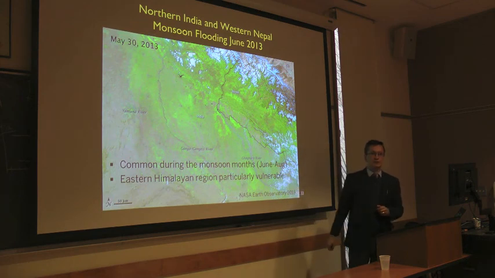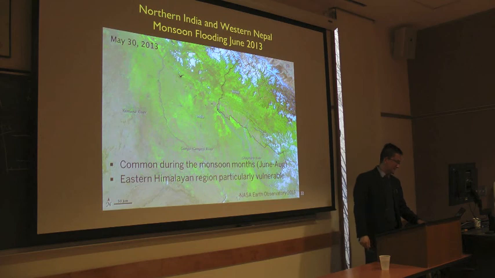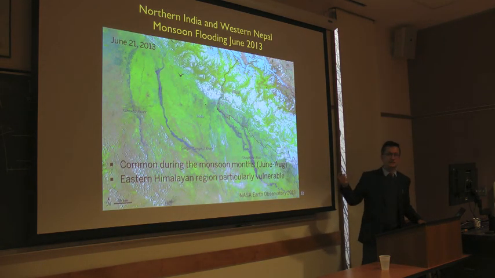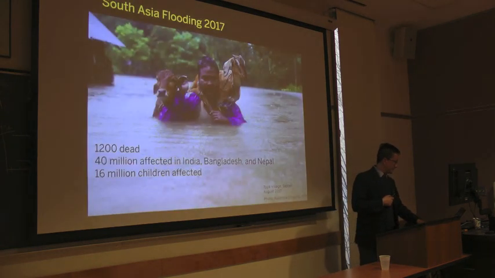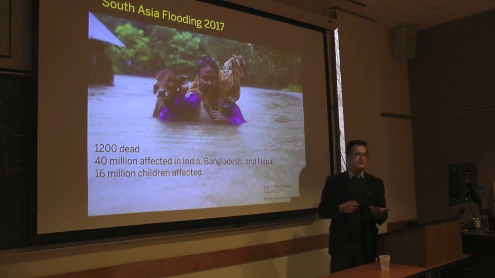I'm sure Vartendra is very familiar with this flooding that happened in the Uttarakhand region. 360 millimeters of rainfall in a few days caused this immense flooding there back in 2013. 2017 was a big flooding year last year.